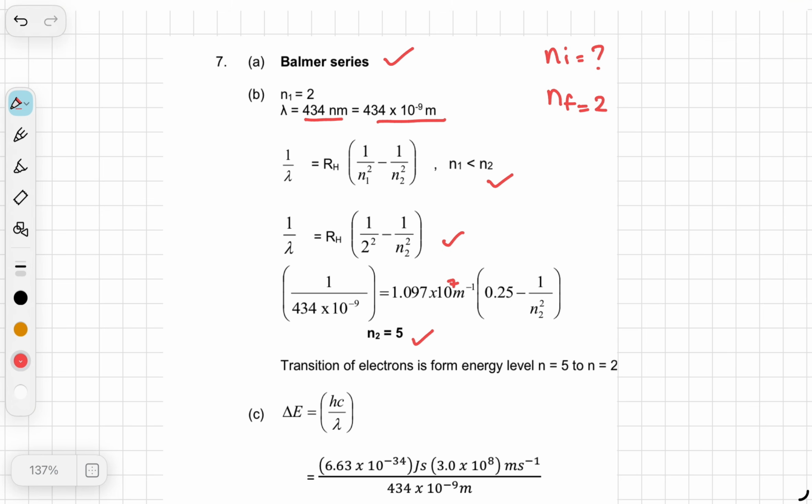So now please remember again, this was a similar question from the previous video. They want to know the transition. Transition means what? Pergerakan elektron. So pergerakan elektron tu dari mana ke mana? That must be your final answer. Don't just leave your answer at this stage. That's the common student mistake. You have to answer the question. So the question wants to know which transition. So you have to mention from n5 to n2.